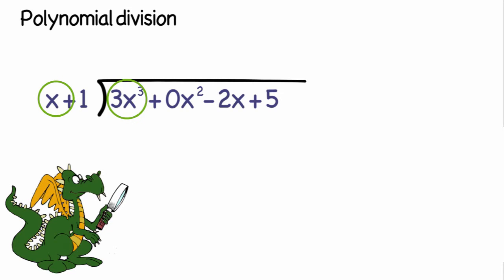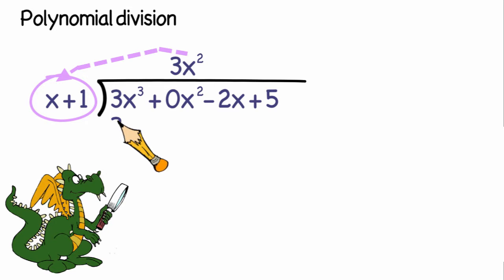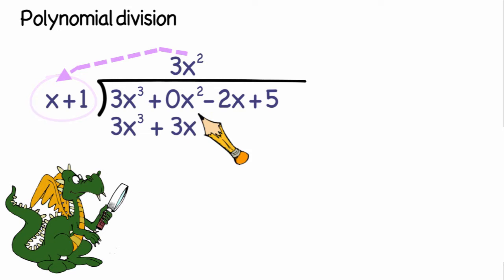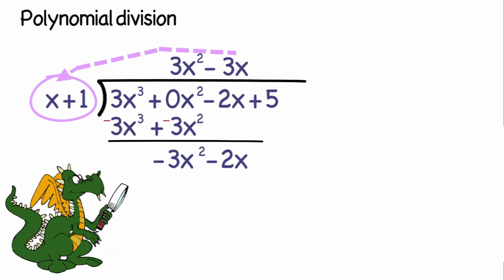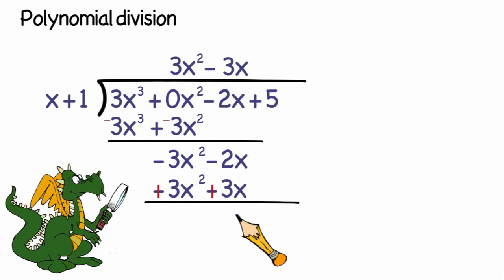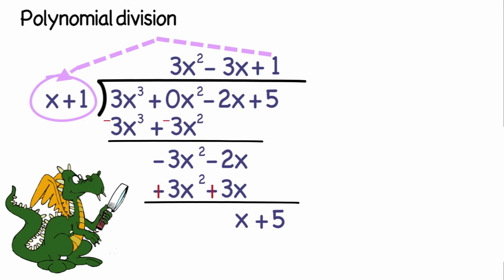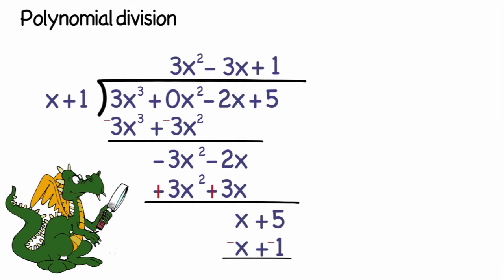So x goes into 3x cubed 3x squared times. 3x squared times x plus 1 is 3x to the third plus 3x squared. I'm going to subtract those, getting negative 3x squared, and bring down my negative 2x. x goes into negative 3x squared negative 3x. So negative 3x times x plus 1 is negative 3x squared minus 3x. And when I subtract those, I get x. I'm going to bring down my 5. x goes into x one time. 1 times x plus 1 is x plus 1. When I subtract those, I get a remainder of 4.